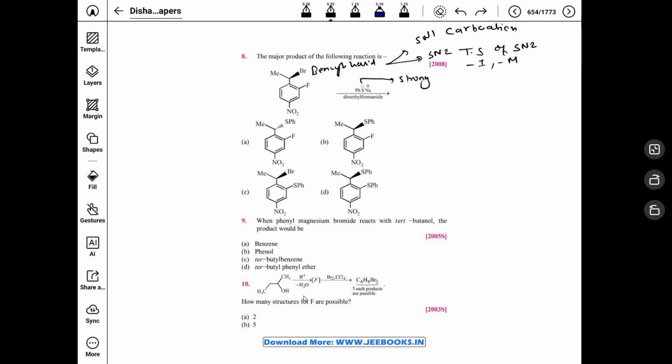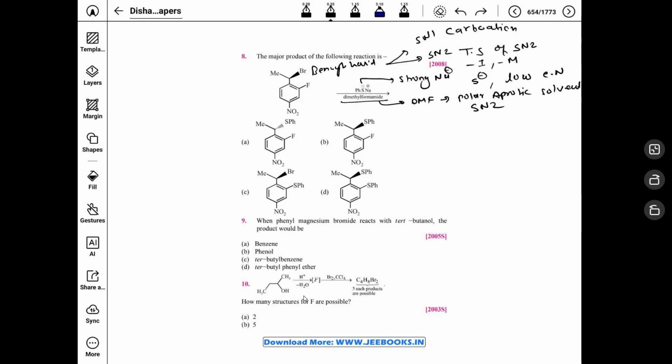nucleophile, because whenever you see the negative charge on sulfur, it has a high tendency to give electron density because of low electronegativity. And DMF means it is a polar aprotic solvent, and we know that polar aprotic solvent is used in case of SN2 reaction. Okay, so what are the possibilities here?